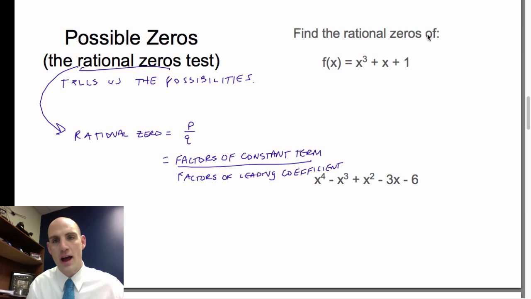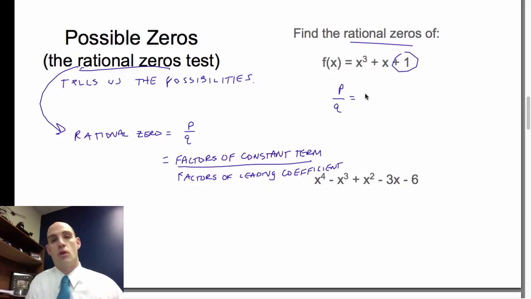So we're going to find the rational zeros of this polynomial here, this trinomial. What I'm going to do is list the factors of the constant term. So for P over Q, I'm going to list on top, what are the factors of 1? Well, that would be plus or minus 1. And on bottom, it's the factors of the lead coefficient, which in this case happens to be 1. So I've got plus or minus 1 again.